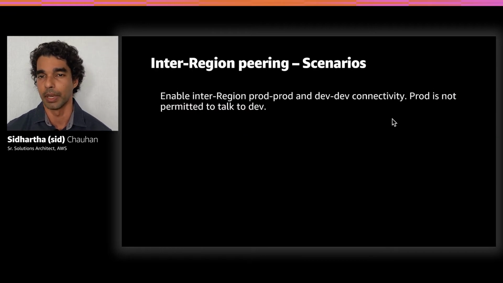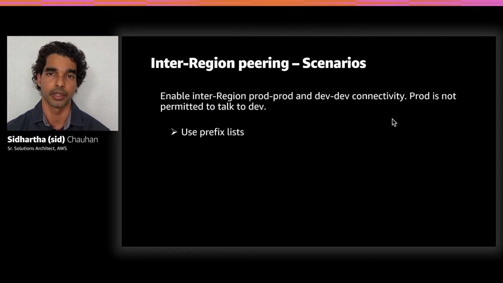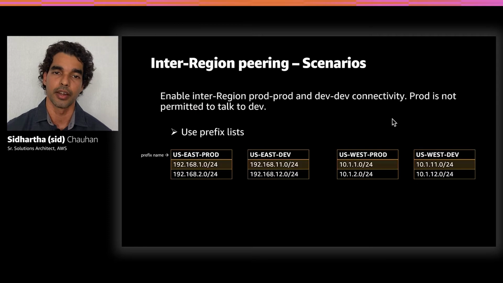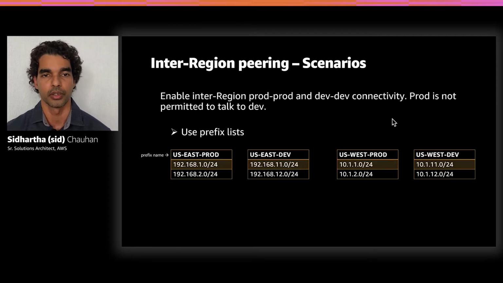Now, in order to explain how this is done, I'm going to use prefix lists. Now, a prefix list, as the name suggests, is a list of prefixes. So I create multiple prefix lists, one for US East prod VPCs, and one for dev VPCs in both regions.